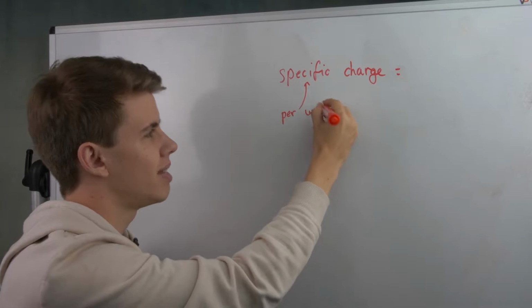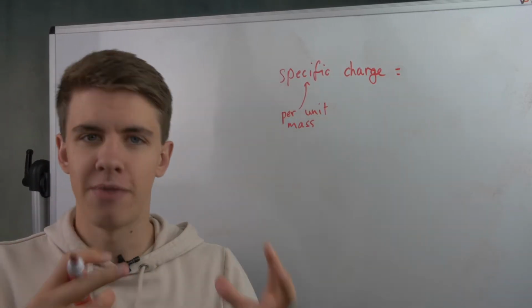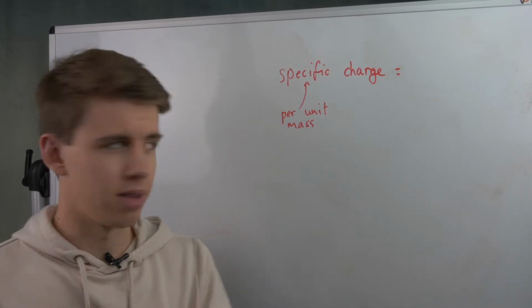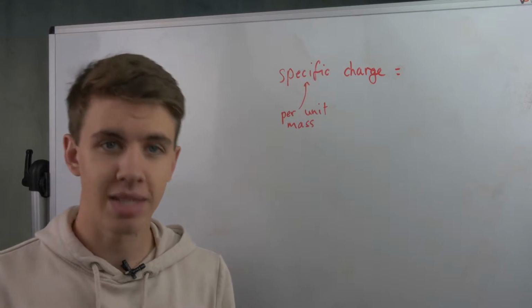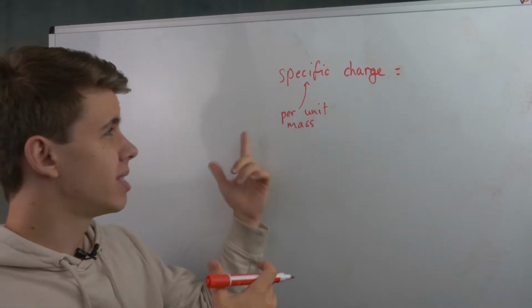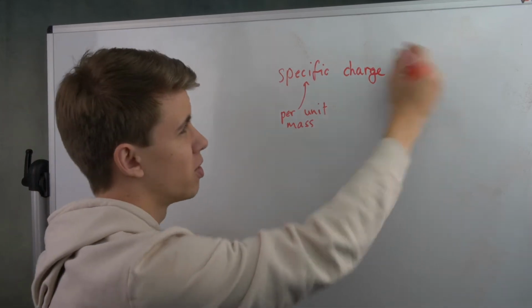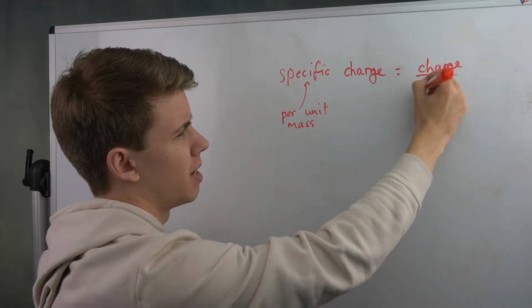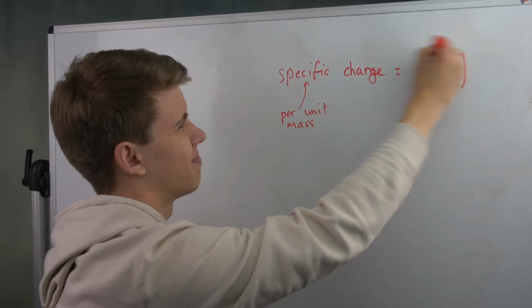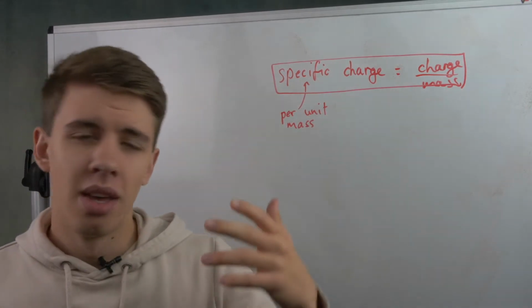Okay, whenever we have anything that is a specific value, it means that it's that value of 1 kilogram of that thing. So things like specific charge is per mass, things like specific heat capacity would be per mass as well. So anytime we see specific, it means per unit mass. Charge just means charge. So this means that this is going to be charge divided by mass. And that's it. That is your equation that you need for all the specific charge questions.